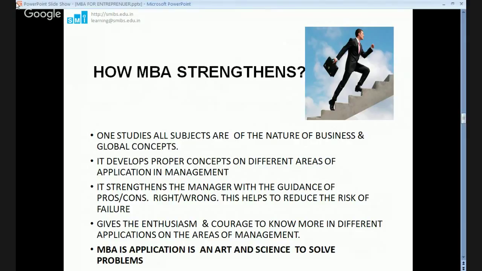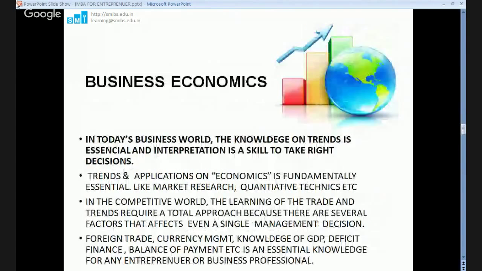It gives enthusiasm and courage to know more in different applications in the areas of management. The broader knowledge one gains out of MBA will help him to apply different methods, different courses to solve the problems. MBA is application. MBA application is an art and science to solve the problem. The problems generally are to be tackled with common sense and general knowledge, which varies from person to person.